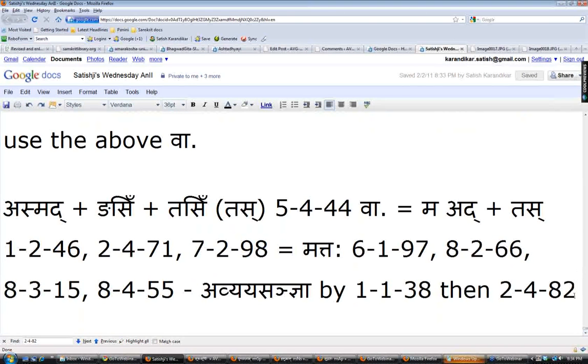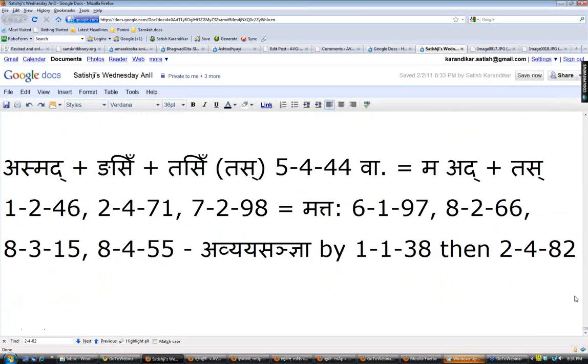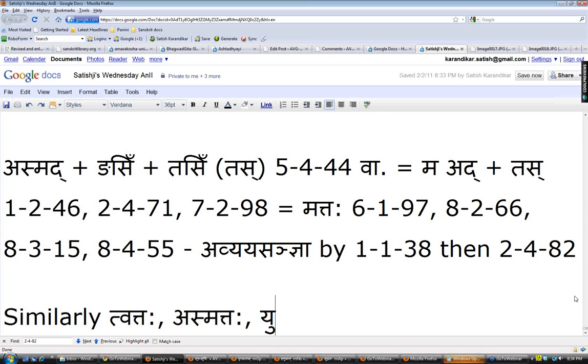Similarly, you can derive the forms in the same manner. You can get the forms Tvattaha, also Asmattaha. In the case of Asmattaha, Yushmattaha, you don't need 7298, because 7298 is only for the sense of Ekavachanam. So for Asmattaha, Yushmattaha, you don't need it.